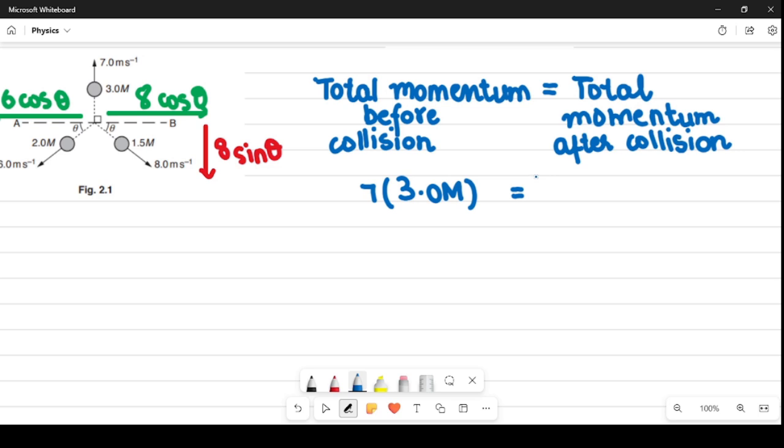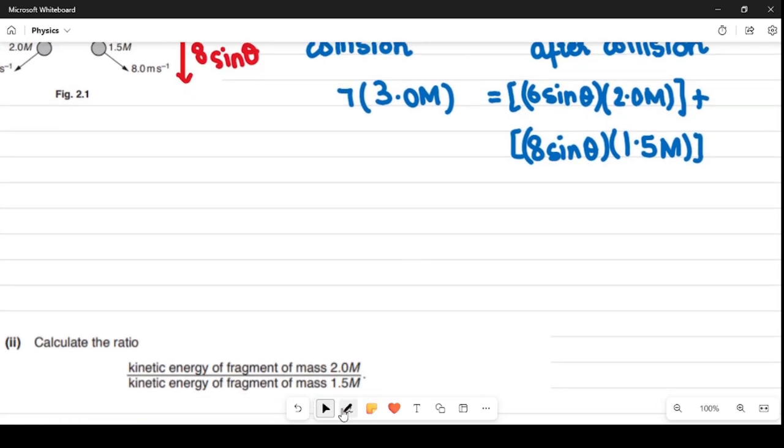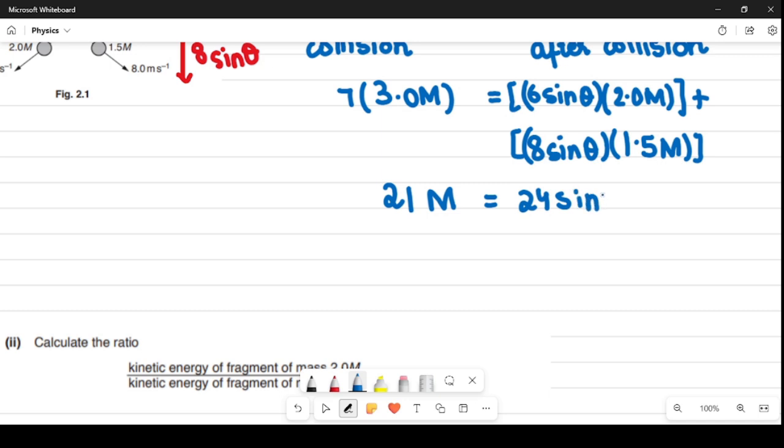Now the other side we have the vertical components. Let's start with the first one, 6 sine theta into, we have 2m, and this will be added to 8 sine theta with a mass of 1.5 m. Moving on, we have 21 m is equals to 24 sine theta m. Right? Let's keep sine theta on one side and take everything else on the other.